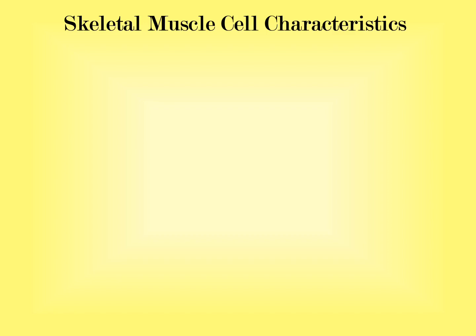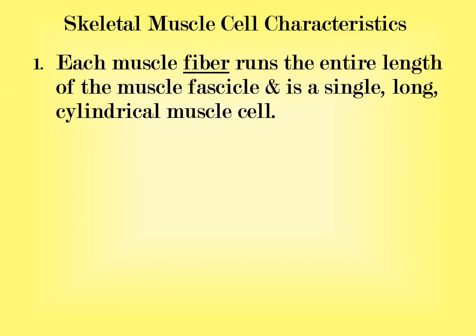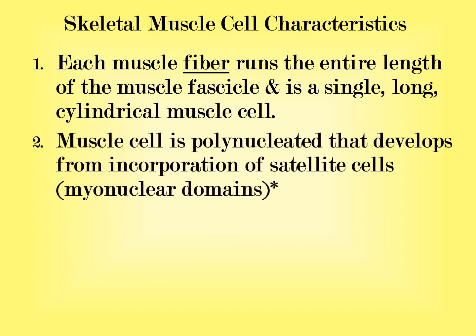Remember, when we talk about the muscle cell itself, we have a couple characteristics within the cell. First is that each muscle fiber is a cell that's going to run the entire length of the fascicle, and each cell is a single long cylindrical unit. The muscle cell is polynucleated, meaning that it has multiple nuclei.